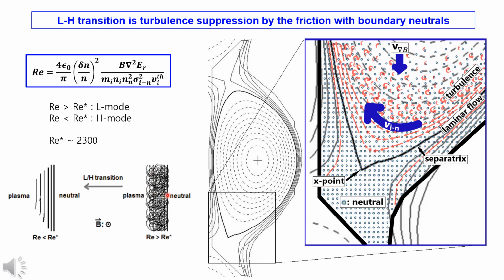This is the LH transition. Upon the transition, the Reynolds number becomes even smaller since this turbulence term is reduced, then the laminar flow region can extend to the inside of the boundary separatrix. And this region becomes the transport barrier.